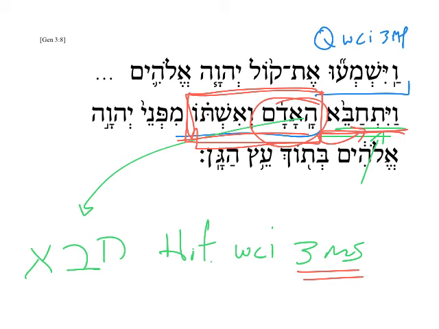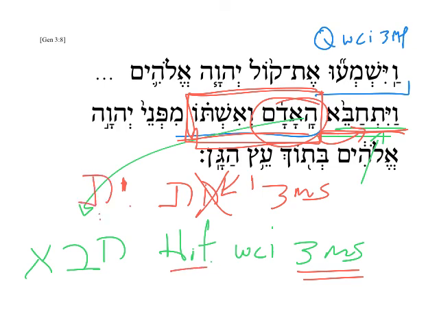But as you can see, the het prefix is on there, and then the yod, which comes from the 3ms, it displaces the he, so that we have a yeet beginning, telling us that this is a hitpael form.